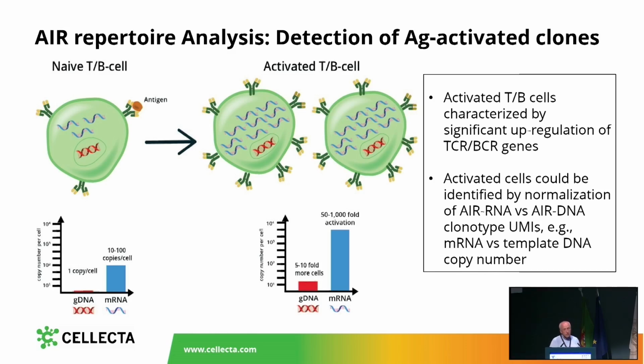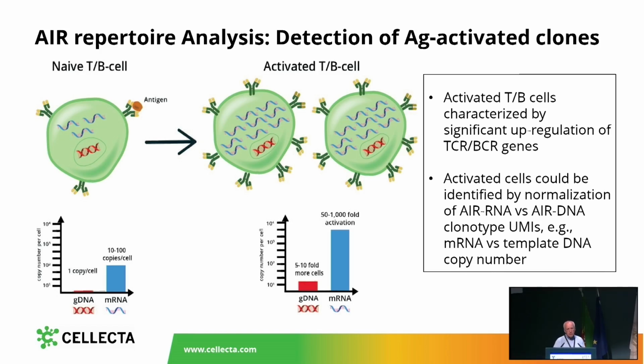In this case, you just need to normalize RNA-based AIR profiling data to DNA-based profiling data, and you can easily identify activated clonotypes. For B-cell receptors, it's easy. You have activation of approximately up to 1,000, even sometimes 10,000-fold, which probably correlates with proliferation of plasma cells and strong production of antibodies and B cells.